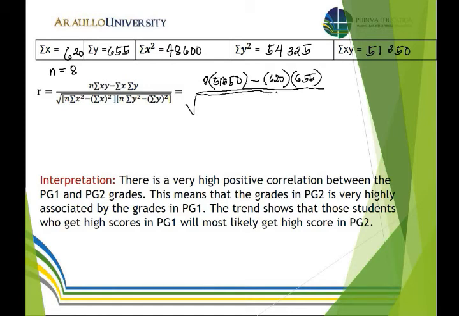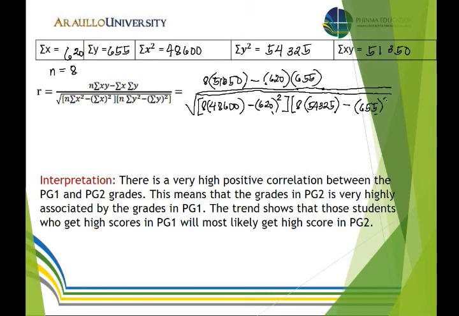We have square root. Huwag nyo kalimutan yung square root. Okay. So, we have 8 multiply by summation of x squared, 48,600, minus summation of x, 620 squared. And then, multiply naman natin sa y. It's 8 again. Okay, summation of y squared is 54,325 minus summation of y, which is 655 squared.